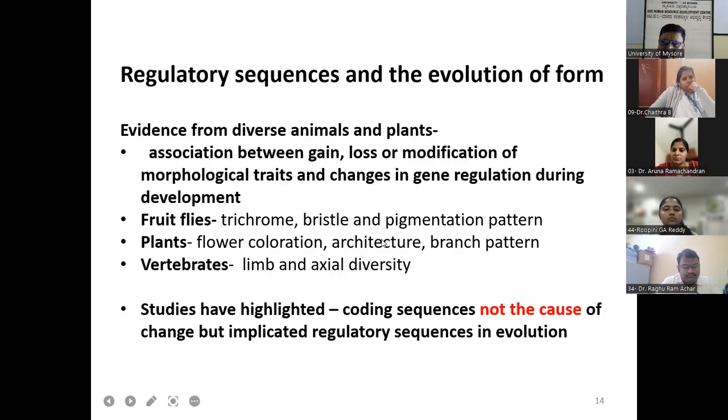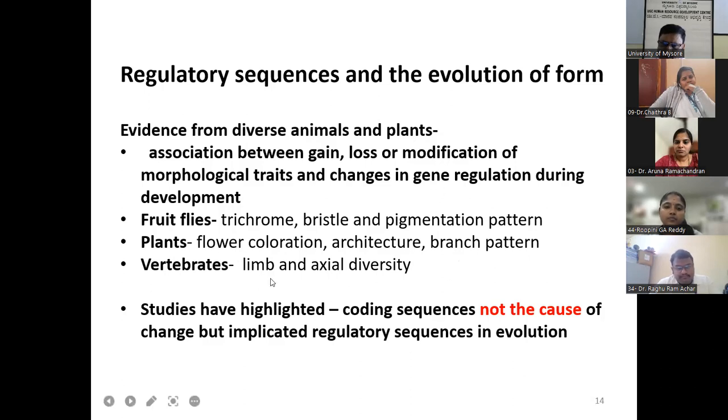In fruit flies, many structural changes are due to mutations of genes or gene duplication, and pigmentation, which are anatomical modifications or morphological traits, we are now able to dissect the genetic basis of. Similarly, in plants, coloration of flowers, architecture of flowers, and the branching pattern have given us this morphological diversification as a basis of evolution of genetic structure in regulatory elements or non-coding sequences.